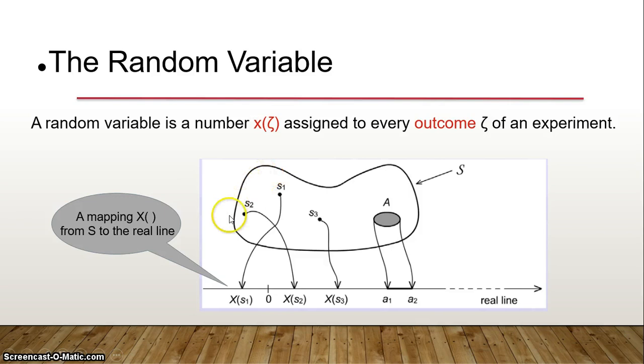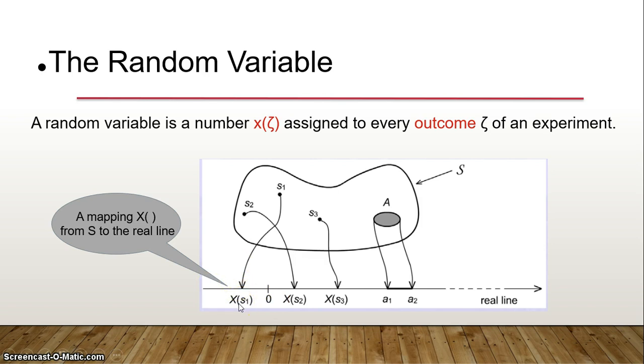When I perform an experiment, in that experiment, suppose there are different outcomes, S1, S2 and S3, these three different outcomes. If these outcomes are mapped to a real line, the numbers on the real line, then we say that the capital X is a random variable. The convention of a random variable is always a capital letter. So the outcomes of an experiment mapped to a real number is termed a random variable.